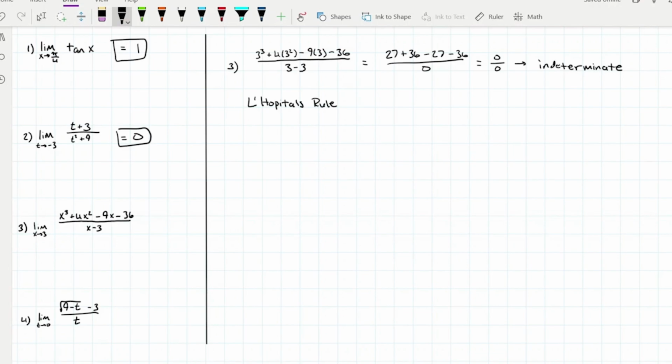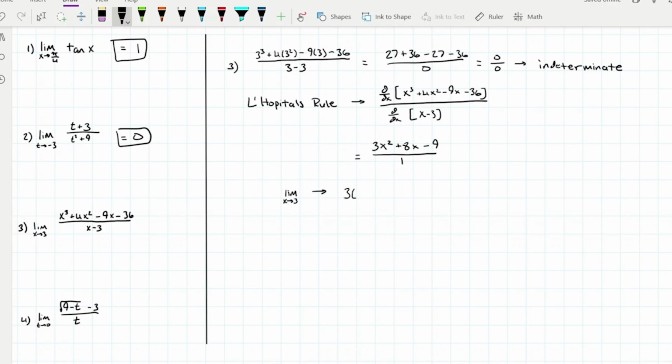To summarize this rule, when you have an indeterminate solution, you can take the derivative of the numerator divided by the derivative of the denominator and then evaluate the same limit again. When we evaluate these derivatives, we'll get 3x squared plus 8x minus 9 over 1. Now, evaluating the limit of this function as x approaches 3 will lead us to 3 times 3 squared plus 8 times 3 minus 9, eventually leading to 42.